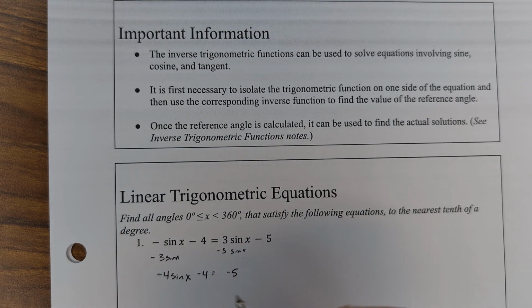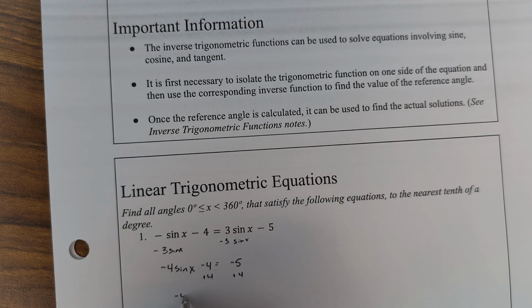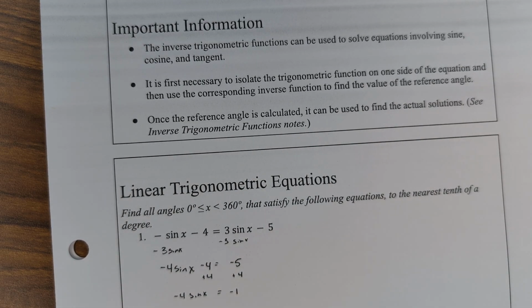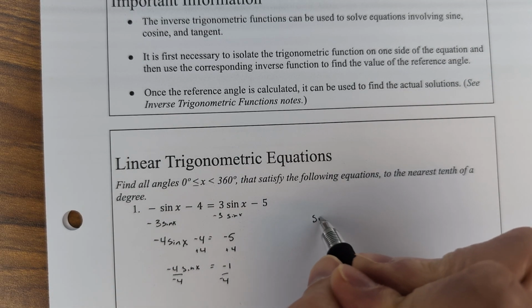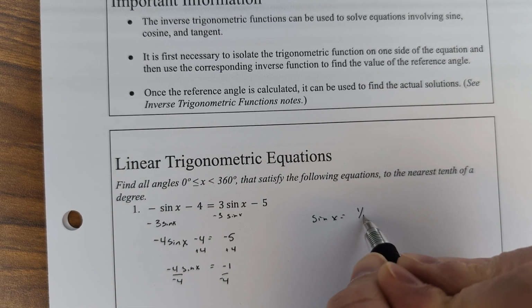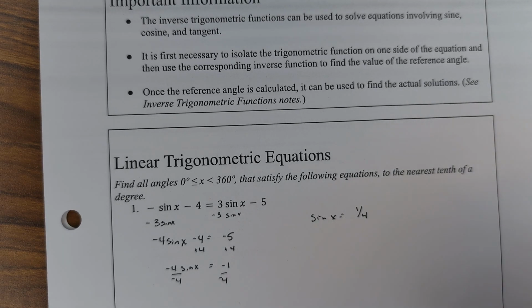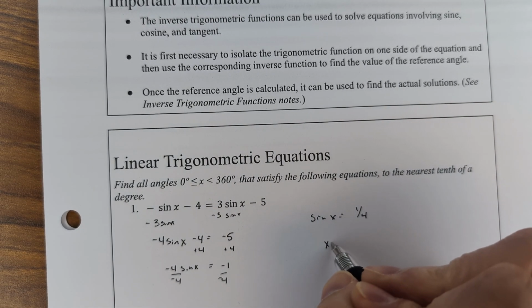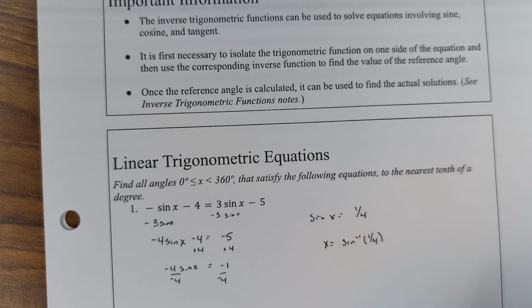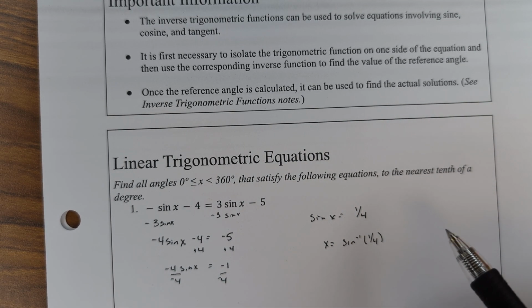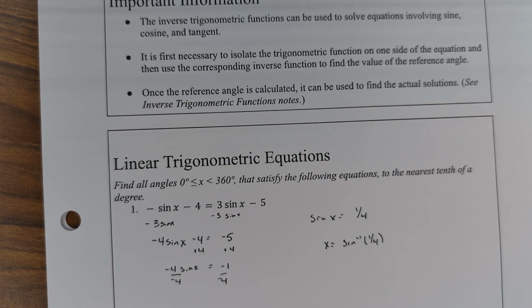And let's see here. You'd have to add 4 to both sides. So -4 sine x equals -1. We could do those 2 steps at once if you wanted to, and then divide by -4. So we would have sine x equals 1/4. Then when we solve, we use the inverse function of the absolute value of our ratio. 1/4 is already positive, so doing the absolute value doesn't do anything.